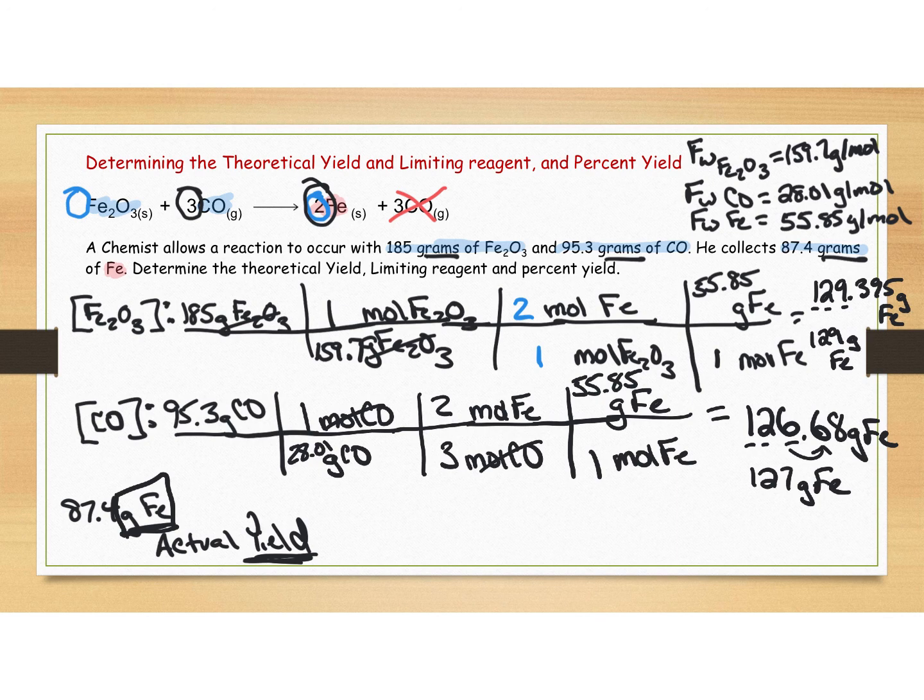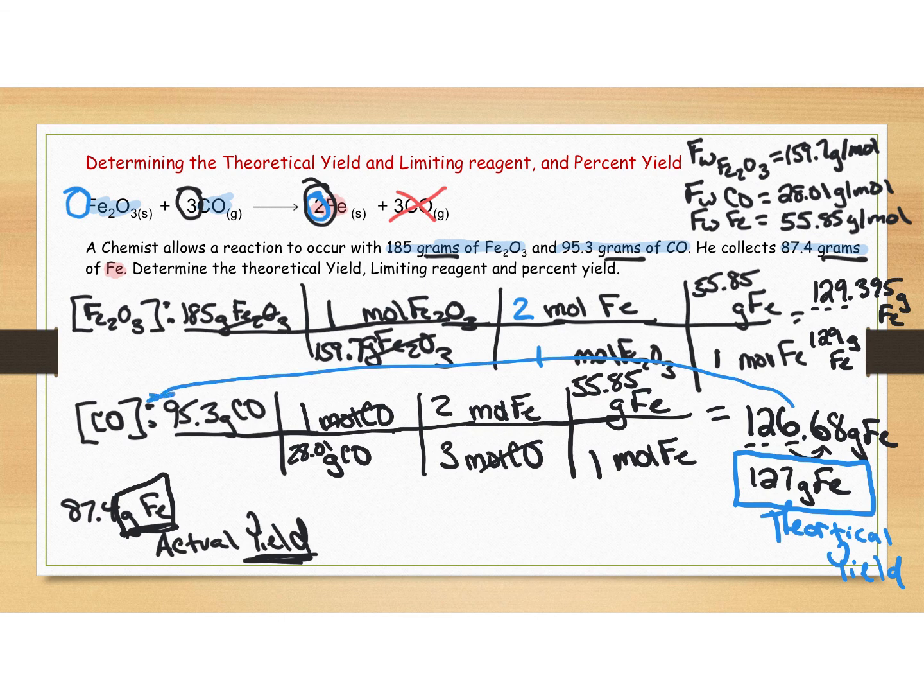Okay, so which one is higher, 129 or 127? Or excuse me, which one is lower? I always pick the smaller number of the two. So in our case, it is the 127. So this becomes my theoretical yield. My theoretical yield governs my limiting reagent. So in this case, carbon monoxide becomes my limiting reagent.